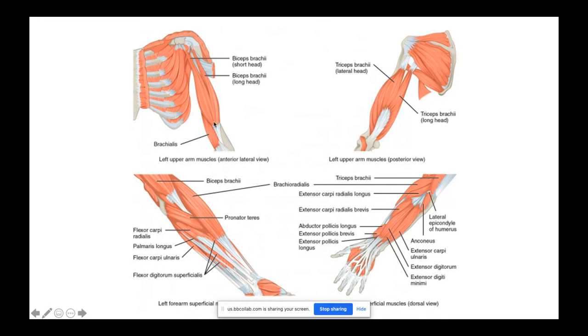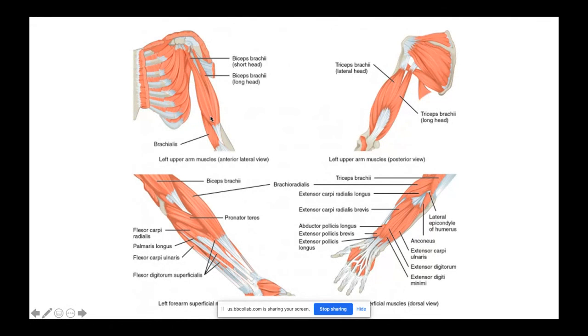Okay, moving along, on the top left here, looking at the biceps, which we did before, there was a short head and a long head. Make sure you know the difference. On the posterior view, there was the triceps. And again, there's a lateral head, and then there is a long head. And the long head pierces between teres minor and teres major.